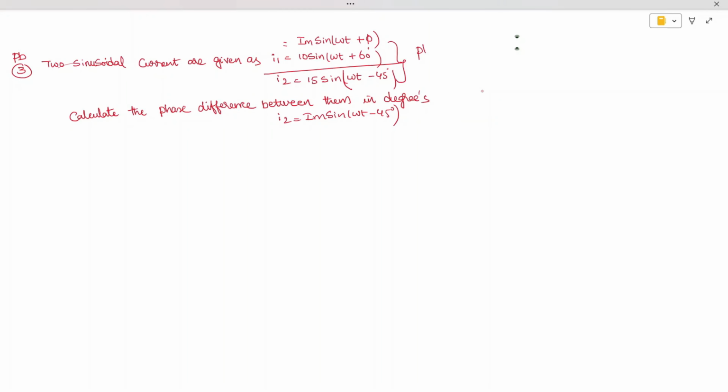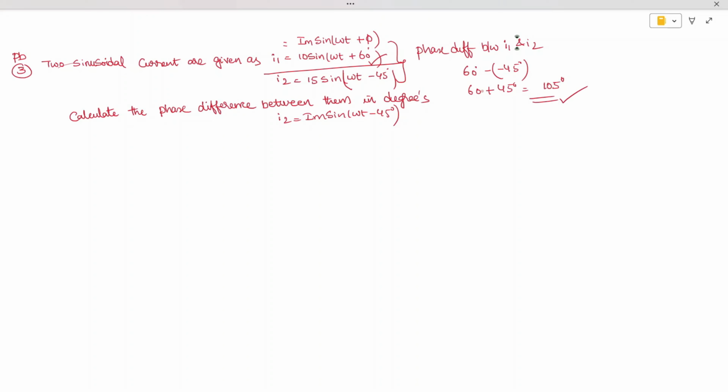So the phase difference between I1 and I2 is nothing but how much? First one is 60°, minus the angle of the second, which is minus 45 degrees. So 60 minus of minus 45 is how much? 105 degrees is the phase difference.